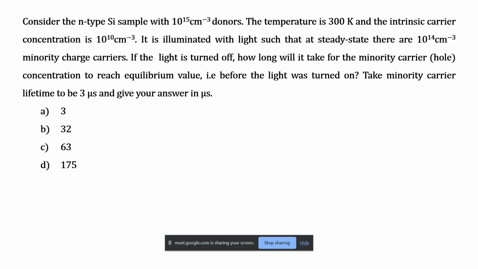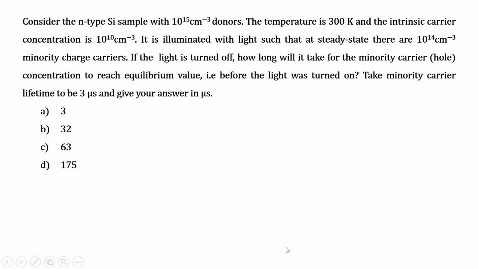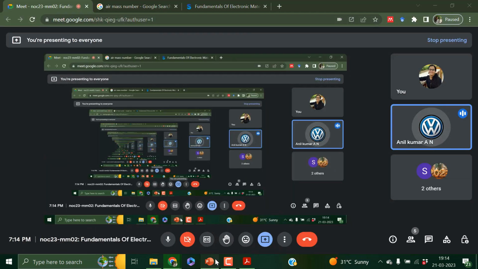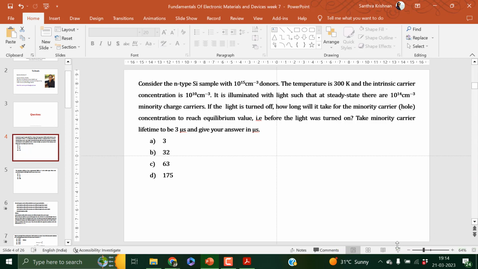So this question: an N-type silicon sample with 10 power 15 donors. Temperature is 300, and the intrinsic carrier concentration is given. It is illuminated with light such that at steady state there are 10 power 14 minority carriers. When the light is turned off, how long will it take for the hole concentration to reach the equilibrium value before the light was turned on? I have not solved this question. They have me confused, madam. They said so many things that it is not going into my head.